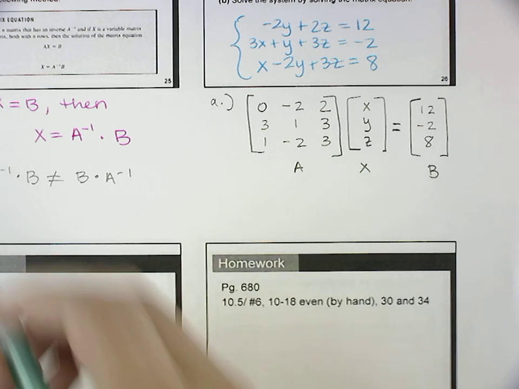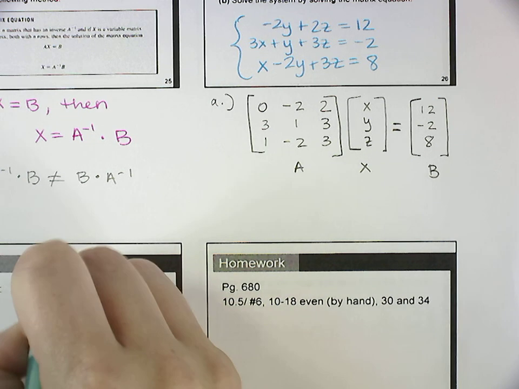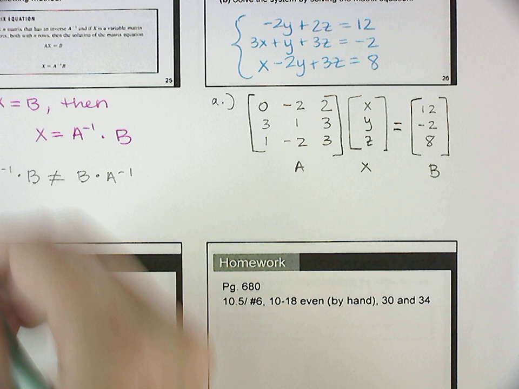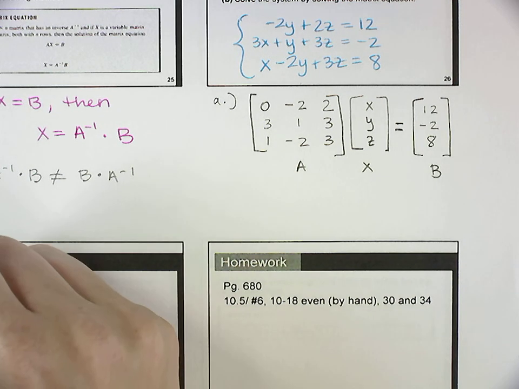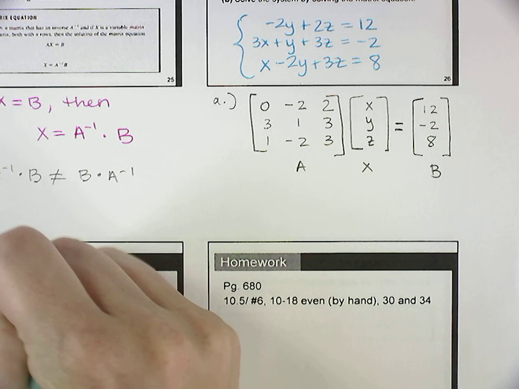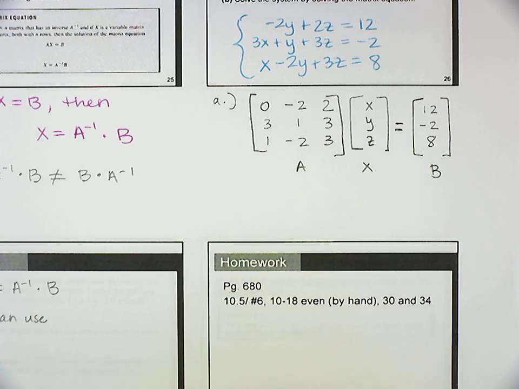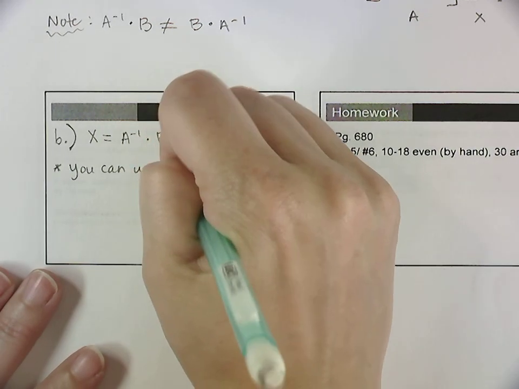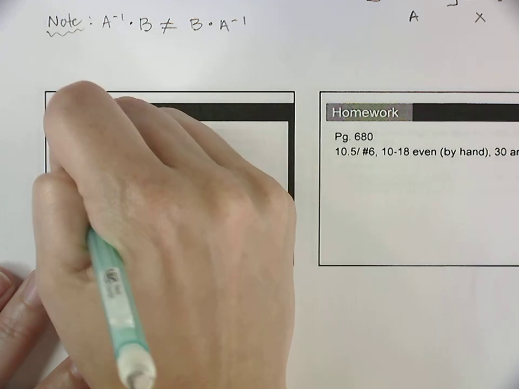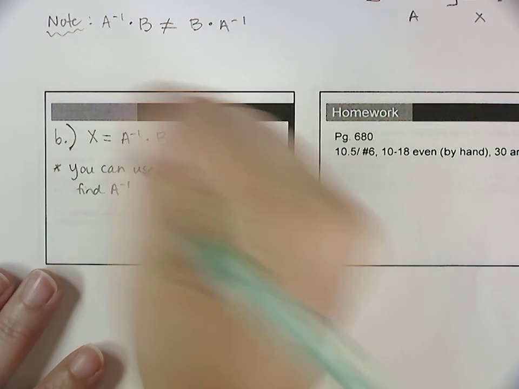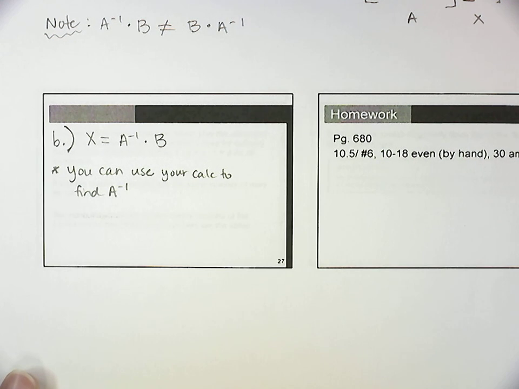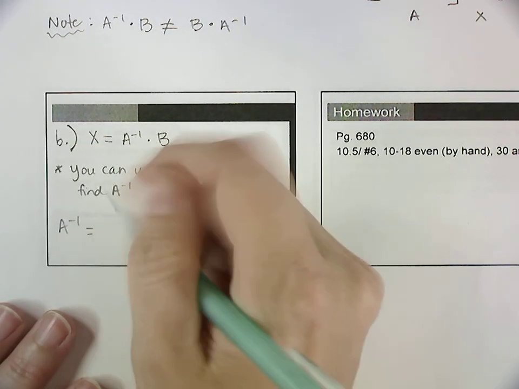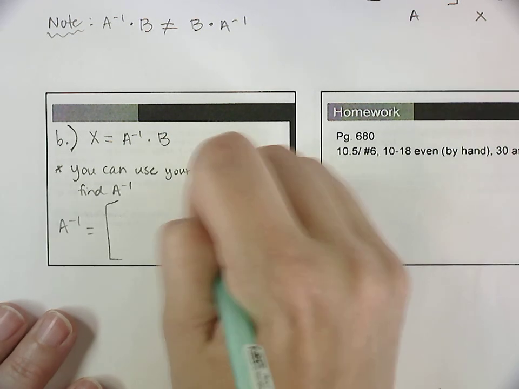Okay, so now what we're going to do here is we are going to solve the system by solving the matrix equation. And we are going to use our calculator for this. So you can use your calculator to find the inverse of A. Okay, so we're going to find it and then we're going to write it down.